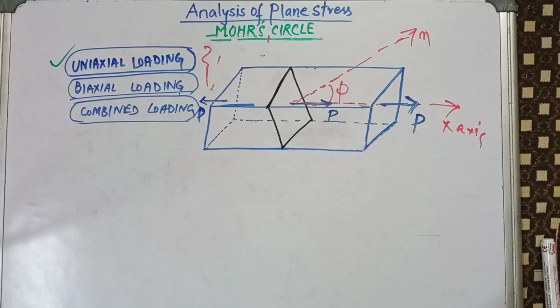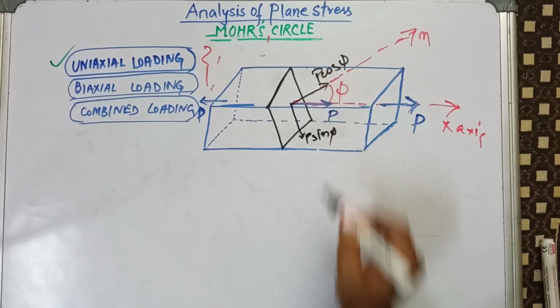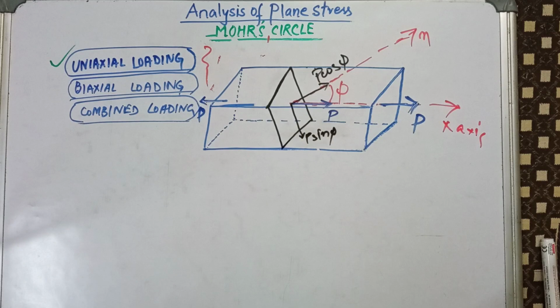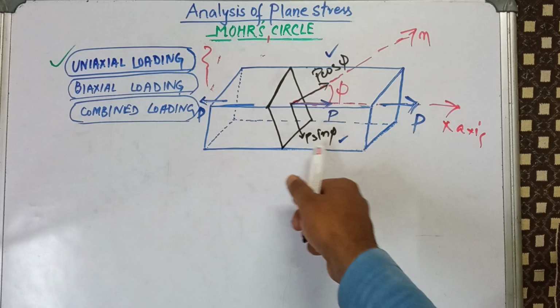Try to observe. One is P cos phi and another is P sin phi. Is it clear to you or not? This P I have broken into two components, P cos phi and P sin phi. Now which is the normal component? This is the normal component to this plane. What is the tangential component? This is the tangential component to this plane.